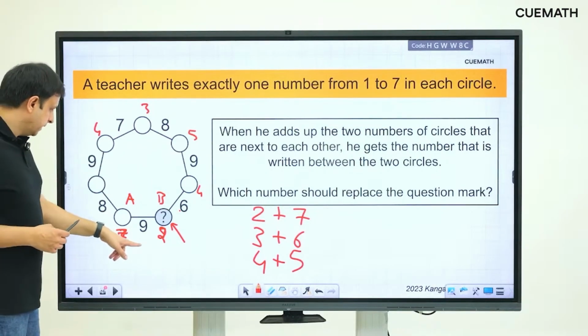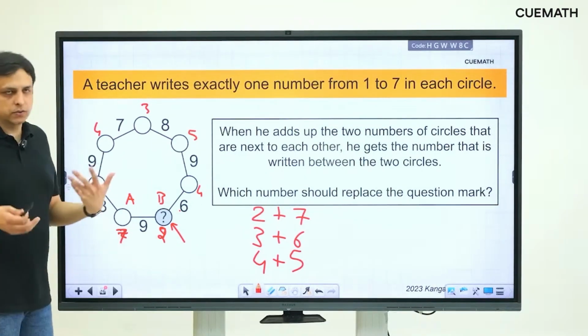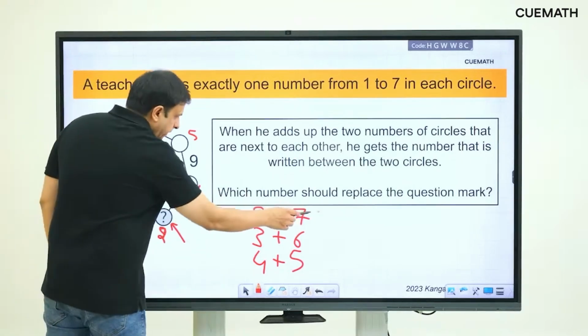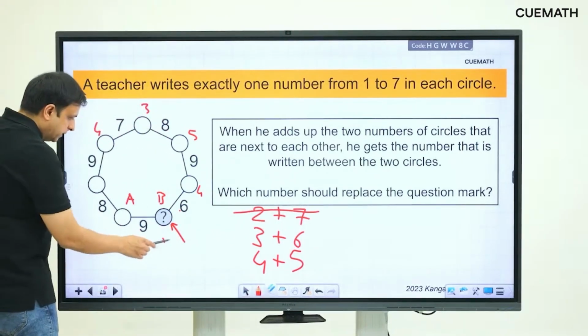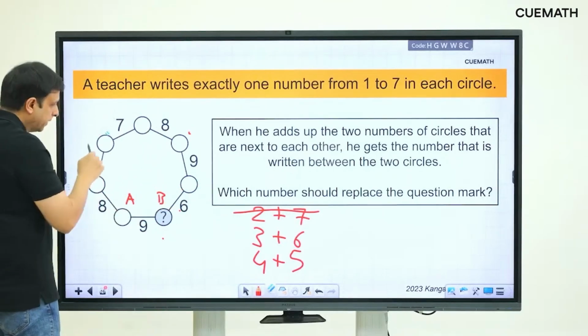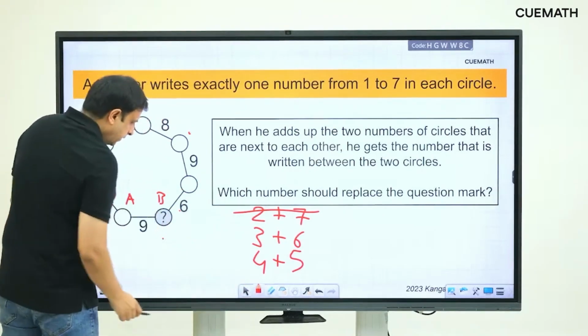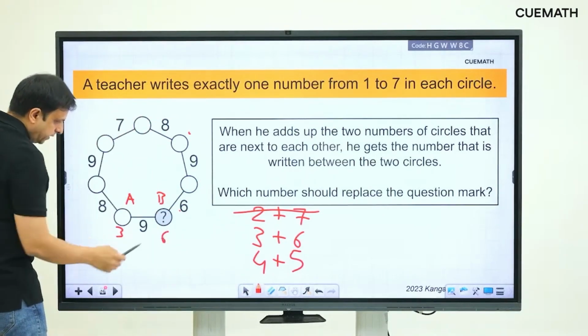So this placement of 7 here and 2 here also does not work. So I can rule out 2 and 7. These circles don't contain 2 and 7. Now let's investigate the second combination, 3 and 6. So if I put a 3 here and a 6 here, does that work?